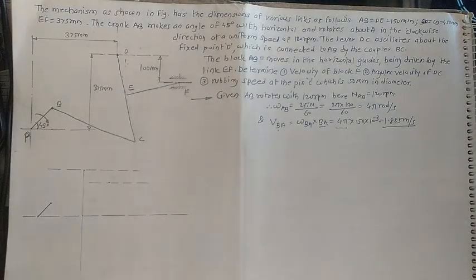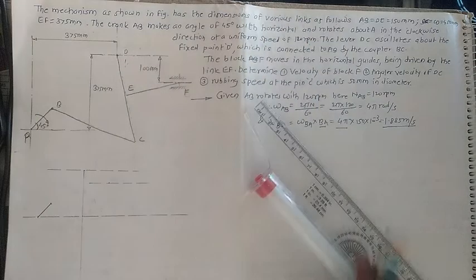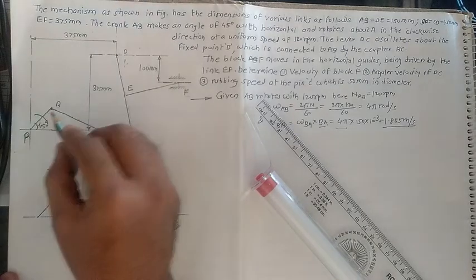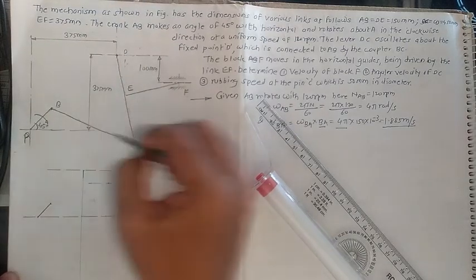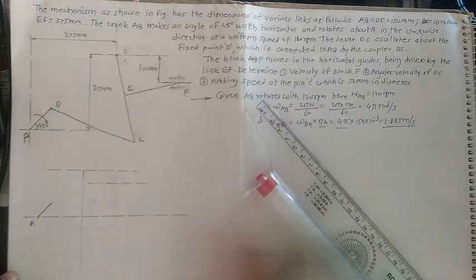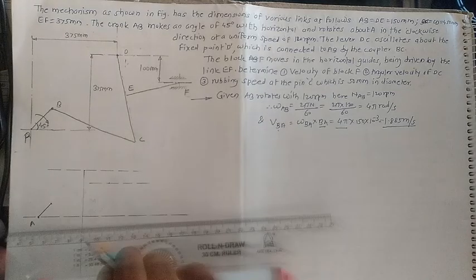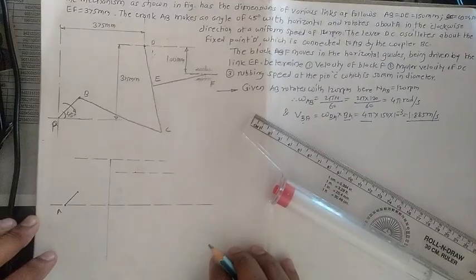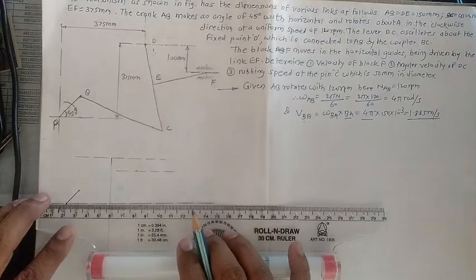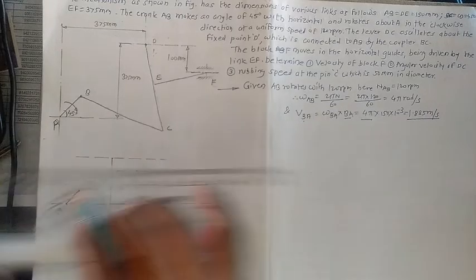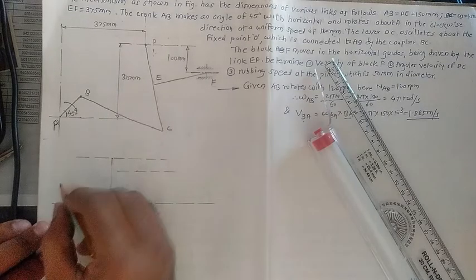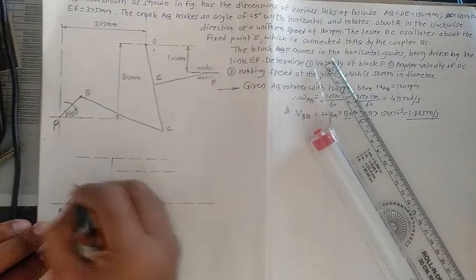Once we get this velocity, move towards the diagram. First of all, draw the space diagram. The lengths of the links and the distances between the various points are given. So take point A here. This makes an angle of 45 degrees. First, draw the reference line, and mark one point on it. Then mark one point that makes an angle of 45 degrees with the horizontal line. This point is nothing but point B.